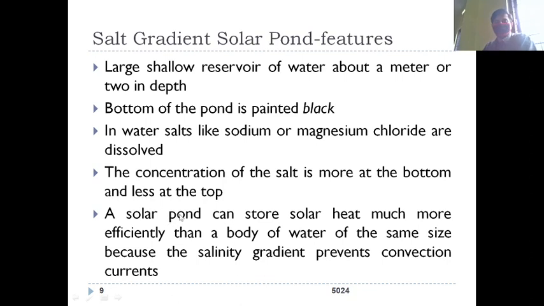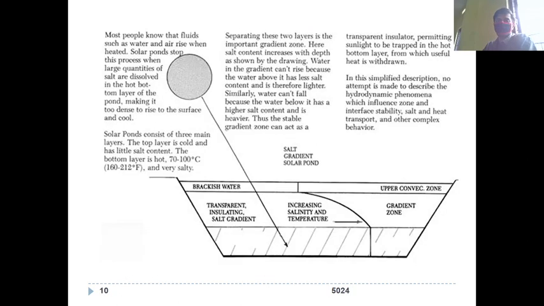So this important feature lets a solar pond store solar heat much more efficiently than a body of water. A usual pond, simply containing water, cannot store energy for a longer period. For a period of time, the top layer of water will be hot and the bottom always cold, as you have experienced, right? But a solar pond can store solar heat much more efficiently than a body of water of the same size because of this property, the salinity gradient. We are dissolving salt into it, which prevents the convection losses from bottom to top.